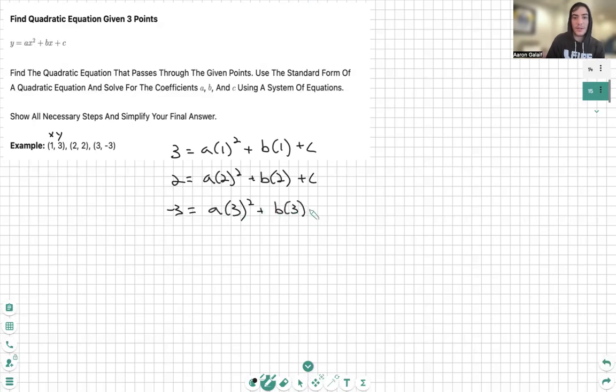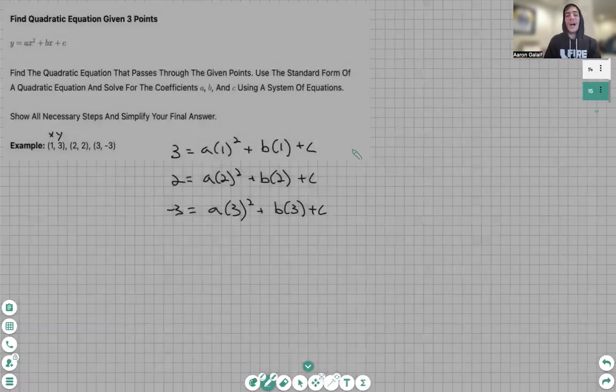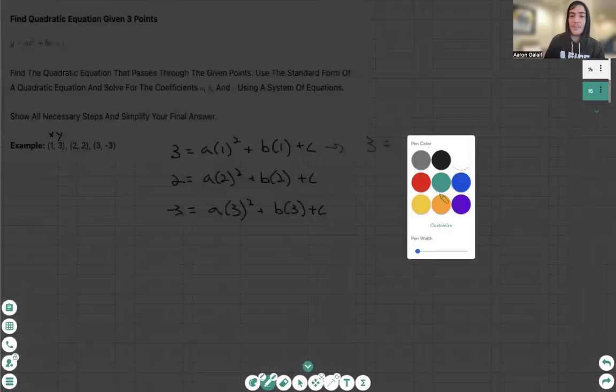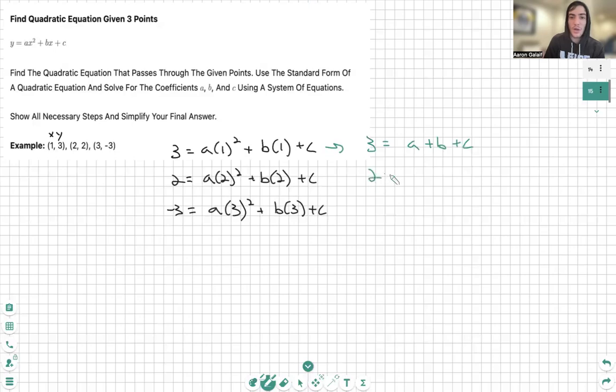Beautiful. The next thing we're going to do is clean up each of these. So we see 3 becomes 1 squared is just 1. So that just becomes A. B times 1 is just B. So we're going to have B. And then C. We continue cleaning up. We see 2, and we have 2 squared is 4 plus 2B plus C. And we have the same thing we have to do over here. 3 squared is 9. So 9A plus 3B plus C.